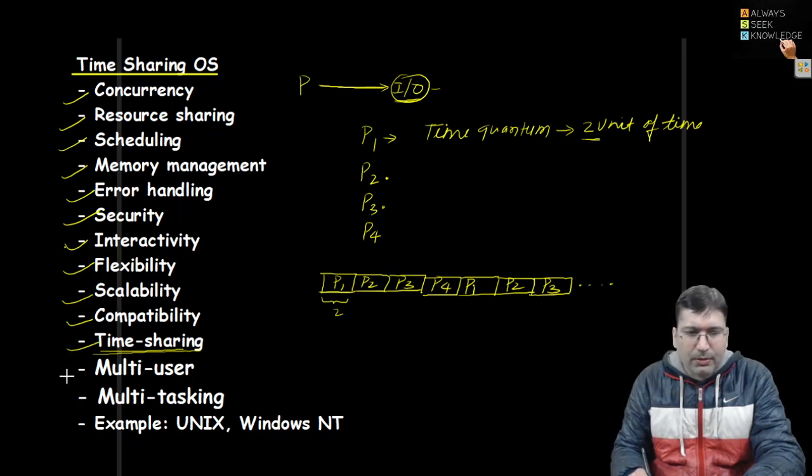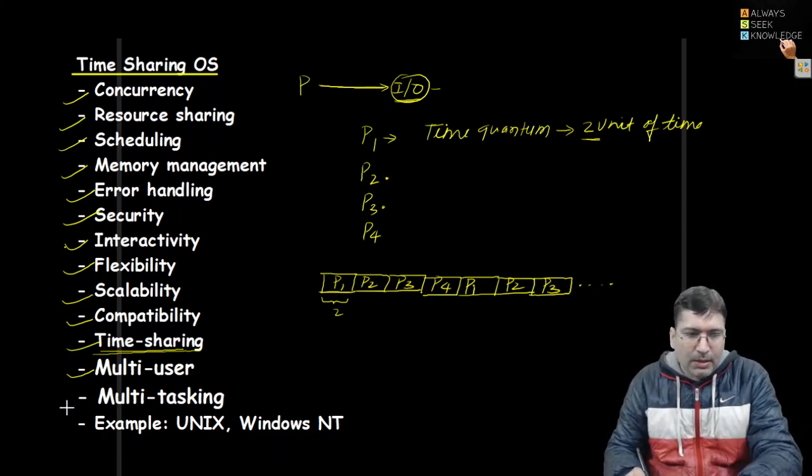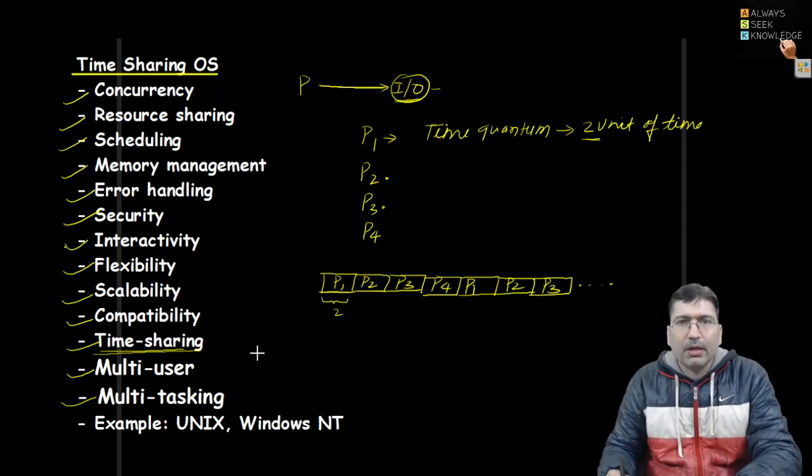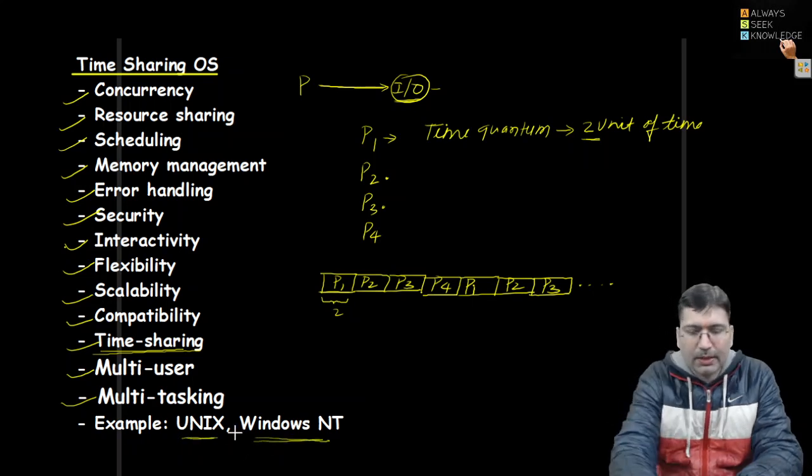Time sharing I have already talked about. Such kind of system supports multiple user initiation. So multiple users can be created and at a time multiple users can initiate their processes. And multitasking we have talked about. So multiple tasks can be executed, right? And the examples of such kind of systems are Unix and Windows NT, right?